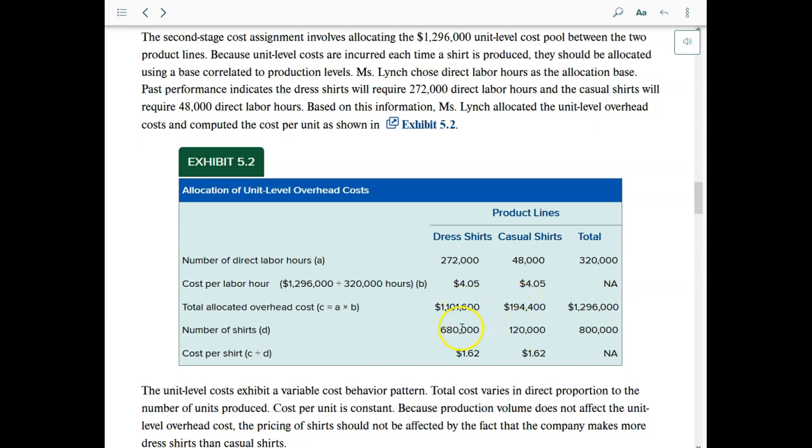Number of shirts made: divide total overhead cost for each type of shirt by the number of shirts made for each type, and we get $1.62. Just happens to be the same here. Even with all this work here, this is the same. Now, it's not going to work this way on the others, but it's the same here. $1.62 for this cost for the shirts.